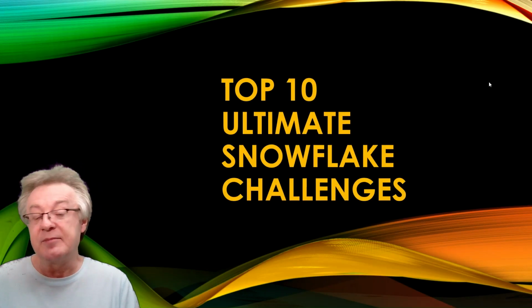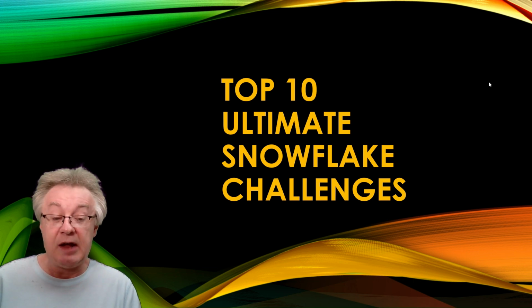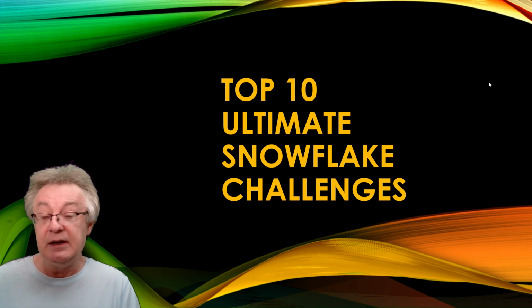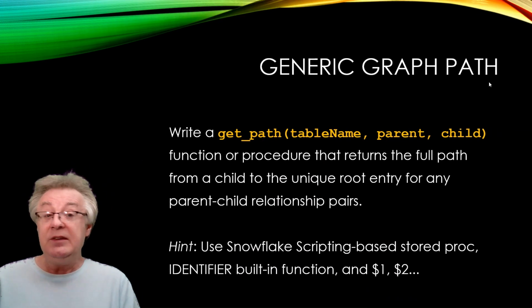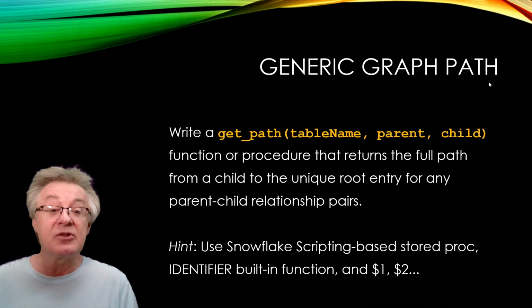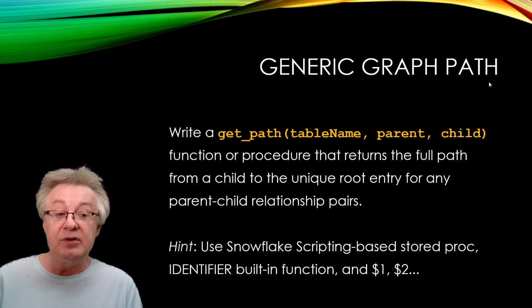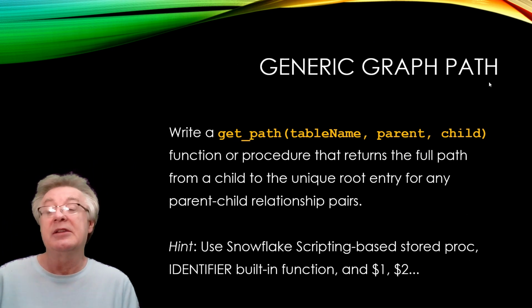There have been some challenges that unfortunately didn't make the cut, and I will walk through quickly a few of them here. This was about a generic graph path. Write the get path, table name, parent, child, function or procedure that returns a full path from a child to the unique root entry for any parent-child relationship pairs.